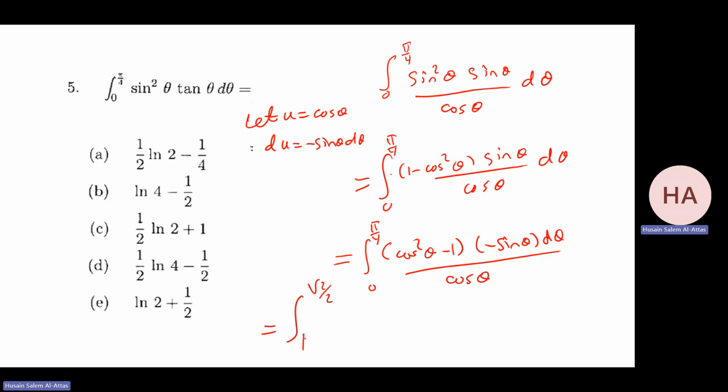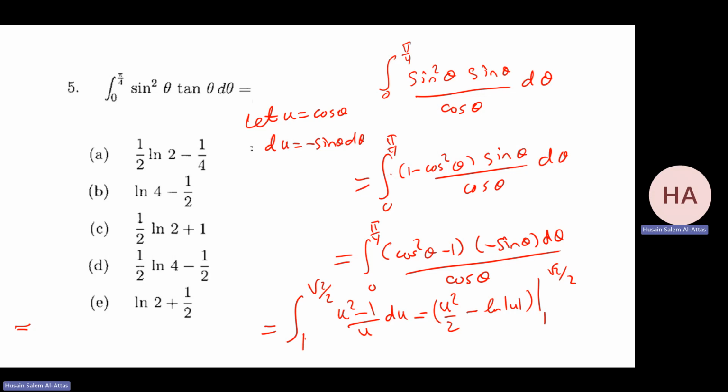I have u squared minus 1 over u du, which is what? Let me do it right away. U squared over u, that will be u squared over 2, minus ln of u. These from 1 to square root 2 over 2. Be careful about this. Let me write the answer here.